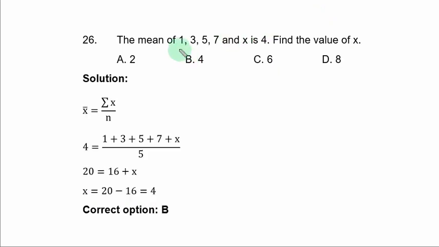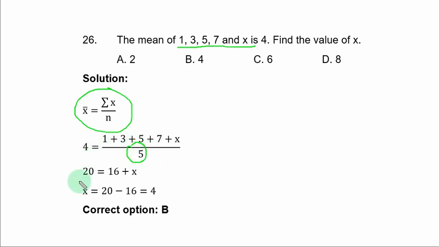26. The mean of 1, 3, 5, 7, and S is 4. Find the value of S. Here you have ungrouped data, and the mean is computed using this: mean, x bar, is equal to the sum of the data points over the number of times the data occur. So the mean is 4. Summation means you add 1 plus 3 plus 5 plus 7 plus S, over 5.